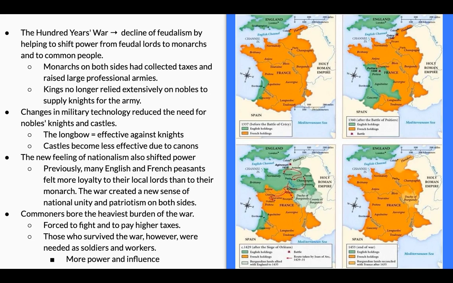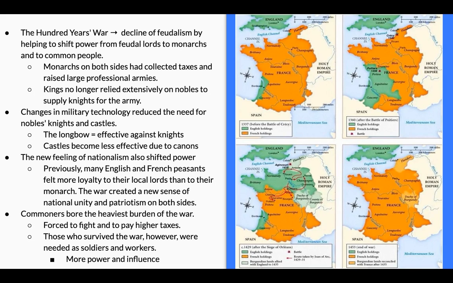In addition, changes in military technology reduced the need for nobles, knights, and castles. So the longbow proved to be an effective weapon against mounted knights, and castles also became less effective as armies began using gunpowder to shoot iron balls from cannons and blast holes in castle walls.